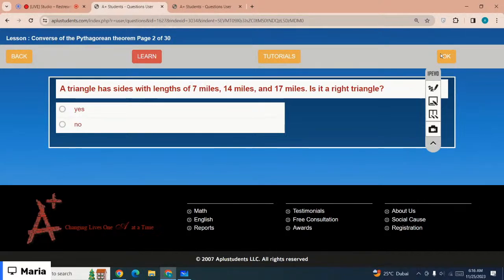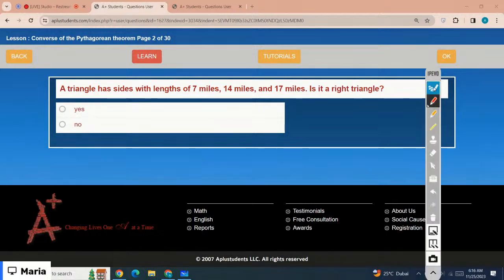Okay. The next one is a triangle has side lengths of 7, 14, and 17 miles. Is it a right angle triangle? Okay, let's just check. This must be c, right? So that is 7 square plus 14 square equals 17 square. 7 square is 49 and 17 square is I think 289 and 14 square is 196. Let's just add.